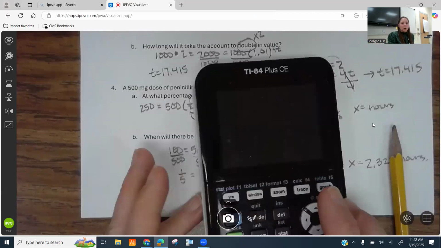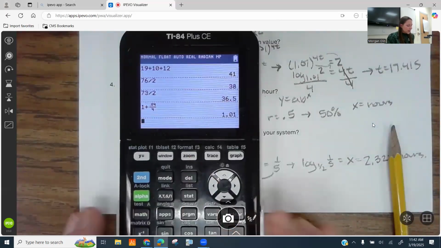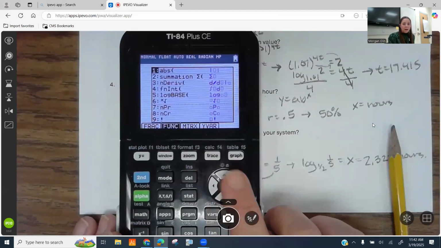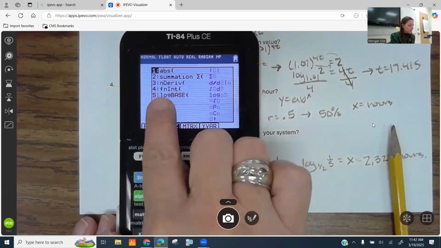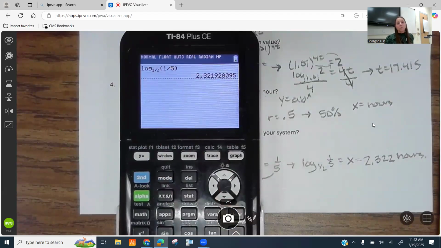Now, I do want to recall how we get logs, just in case you like to use these. To get log, we do alpha y equals. If I use my arrows and scroll over, I want number 5 for log base. So here, this is going to be 1/2, 1 divided by 2, and then 1 divided by 5 right there. And there we go. We got the same answer that we just got on Desmos.